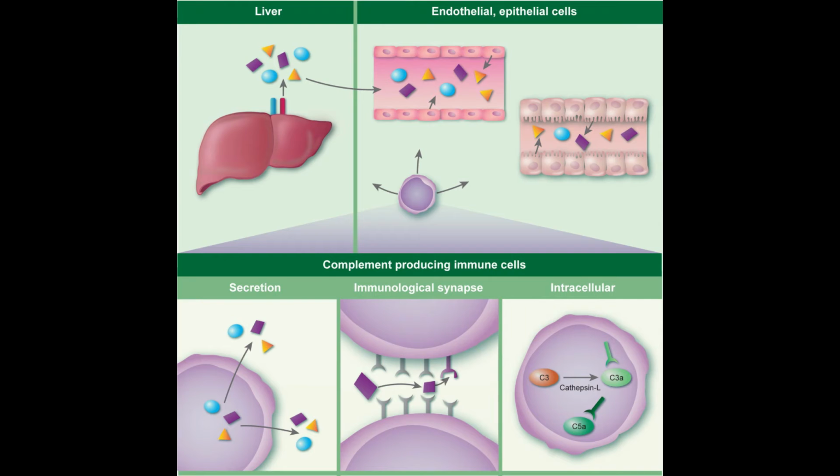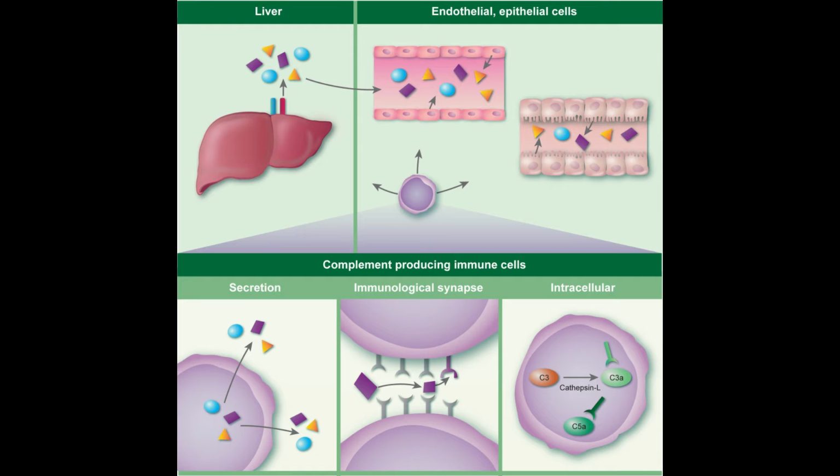Toxicity with its only substrate being C4 and C2. Once C1 is activated, the recognition stage ends. Now we're going to discuss the activation unit. Phase 2, the formation of the activation unit, results in the production of an enzyme known as C5 convertase.